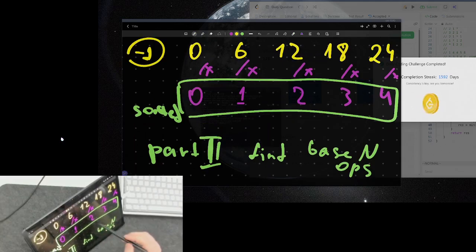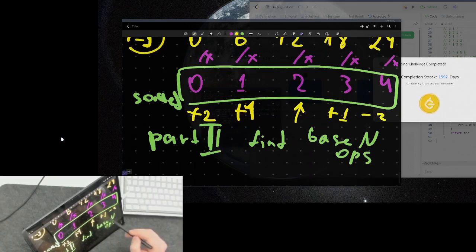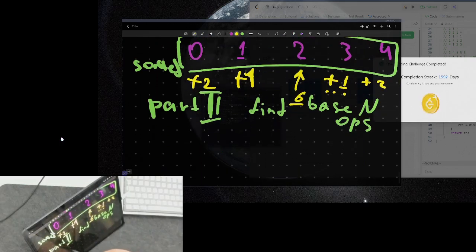For example, we can choose the base of this number, like 2 in the middle, and that means we have to do plus 1 to the left, plus 2 from 0, minus 1 from 3, minus 2 from 4, and they are of course absolute numbers of operations, and this is 3 to the left and 3 to the right, a total of 6 operations.